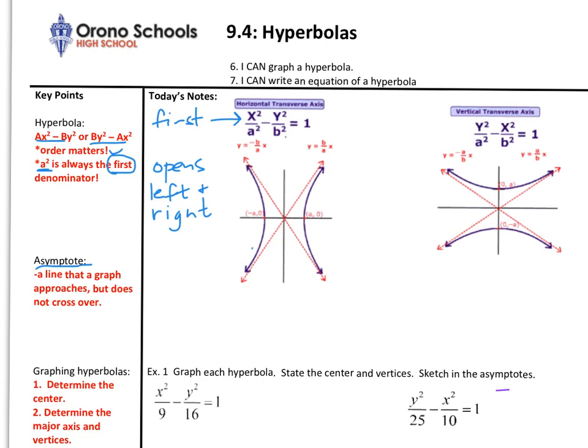Again, when x squared is first, that's going to be horizontal. Over on the right, with y squared first, now our graph is vertical. And you'll see the curve opens up and down when y is first. Those diagonal asymptote lines are here as well. Now, like circles and ellipses, you can have a center at 0, 0 or a translated center, and that will affect the shape of your hyperbola.